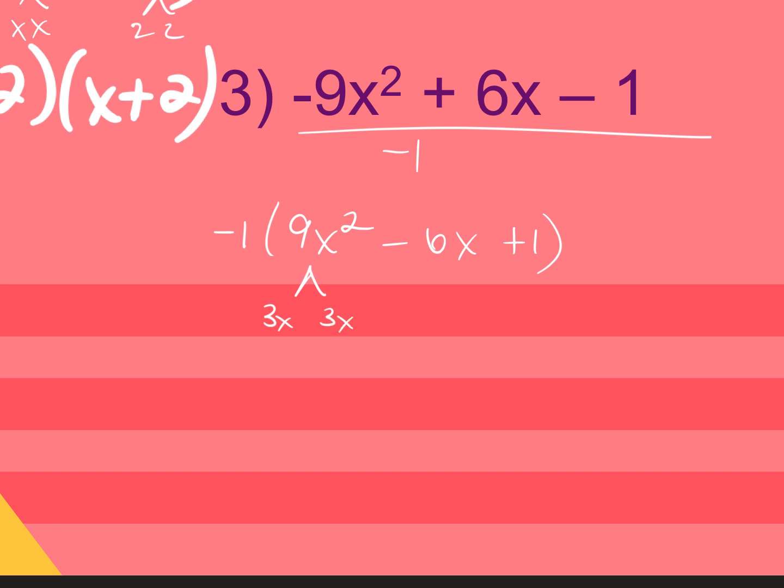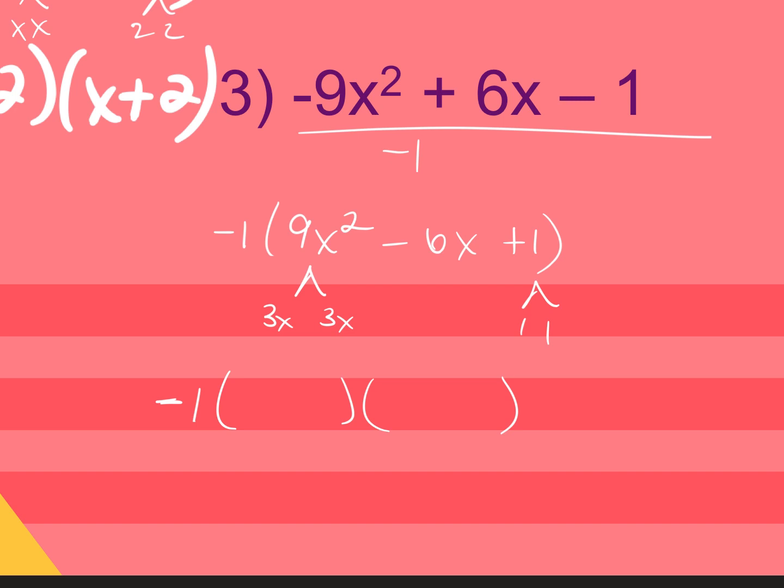What times what's going to give me 1? 1 and 1. All right, so I'm going to write two binomials. This negative 1 is staying out in front. Do not do anything with it. Don't just drop it. Don't forget about it. Rewrite it out in front.